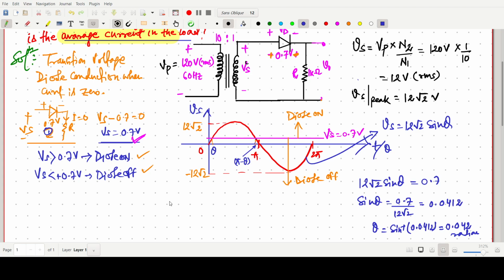So this theta value we have already found, 0.042 radian. Now we have to find the conduction angle for the period 0 to 2 pi. The conduction angle will be pi minus theta minus theta. So this distance, theta to pi minus theta.